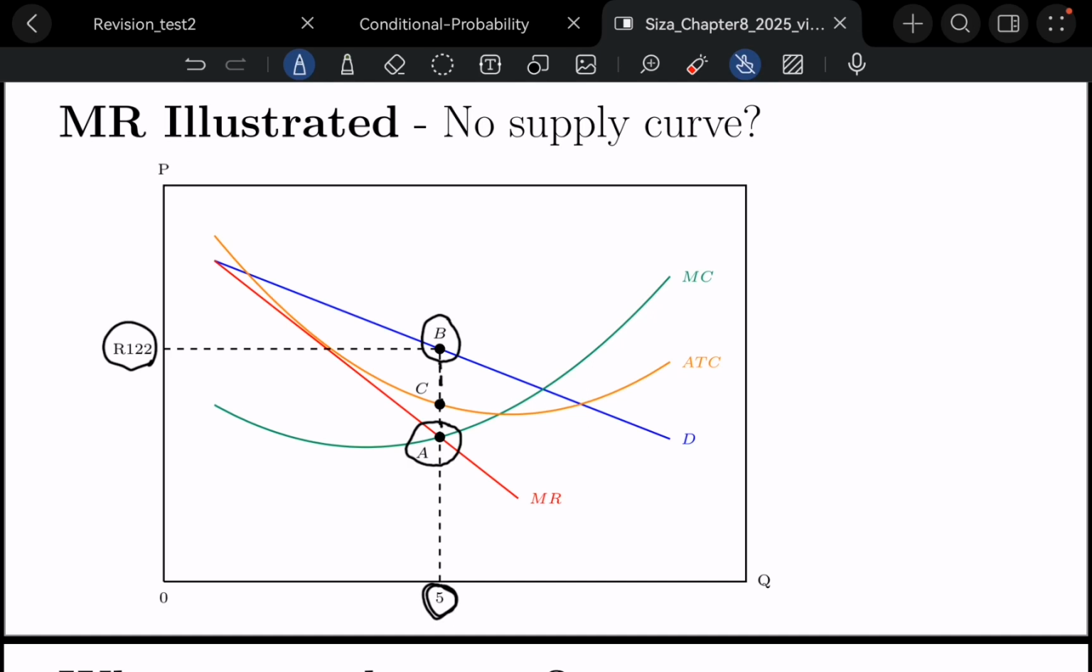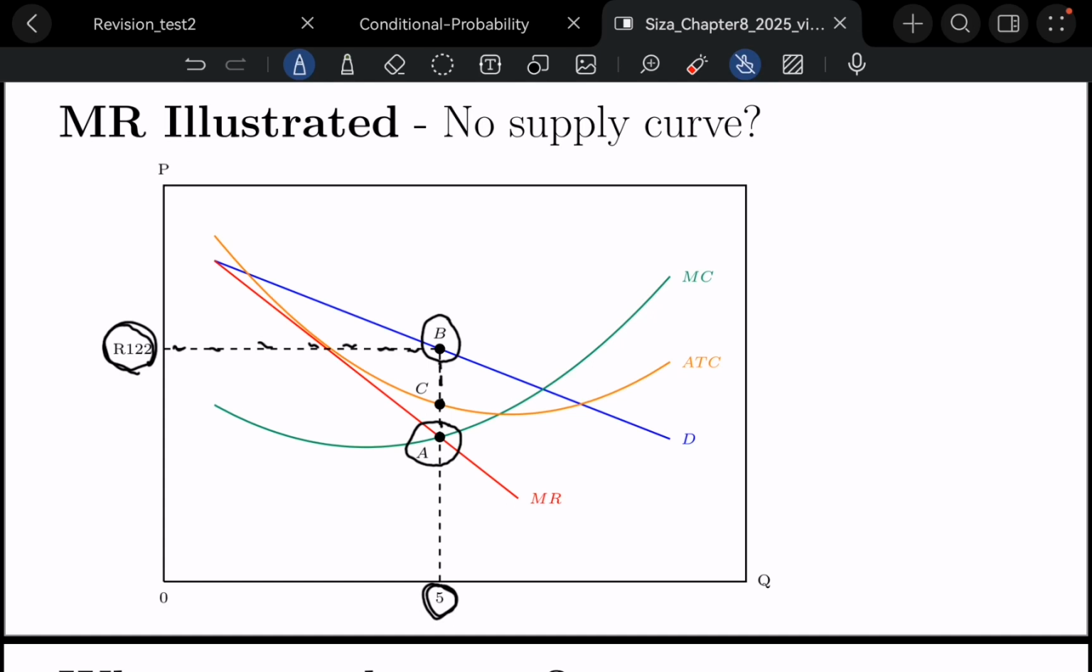And the price that corresponds to that, you have to then go across to the price axis, and the price you were told there is the price that you're going to sell at in order to maximize profit. So in order for this monopoly to maximize profit, they need to produce 5 units and sell them at a price of 122 rands.